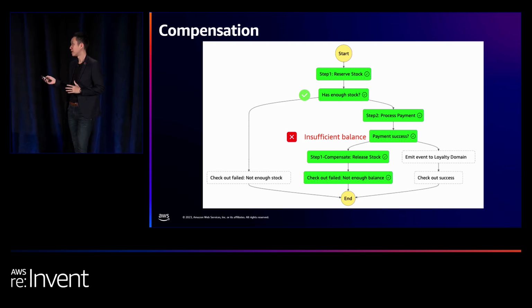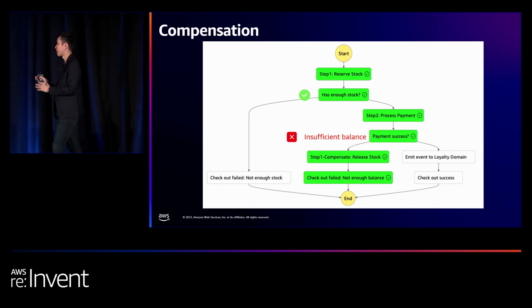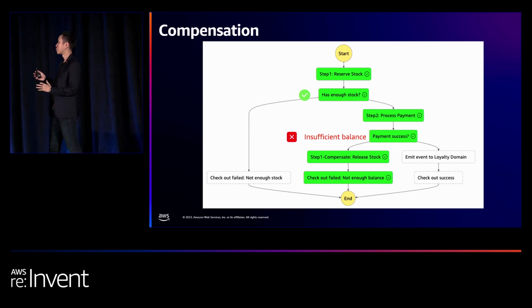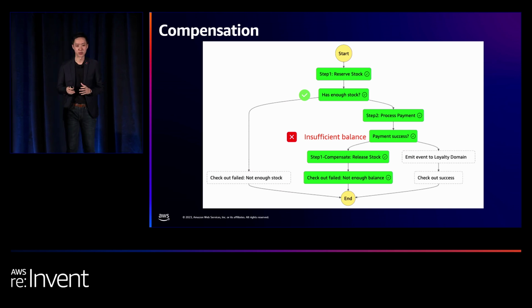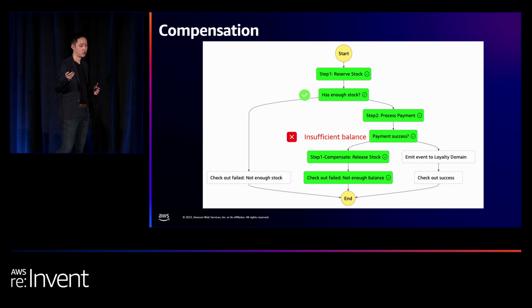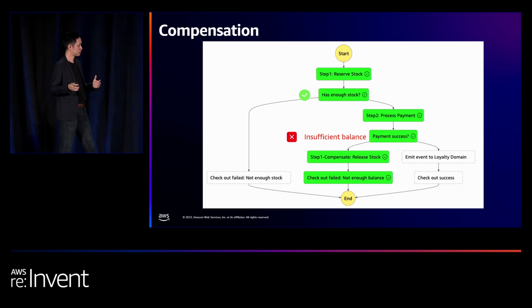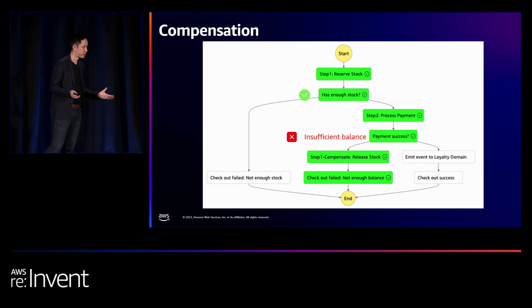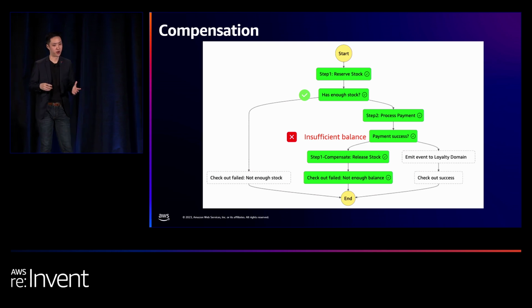So we can see here that we were able to reserve the unicorn for this user's checkout. However, when we try to process the payment, it fails because there's not sufficient balance. And our orchestrator routes the transaction to the compensation action of step 1, which is to release the stock for another user to check out.